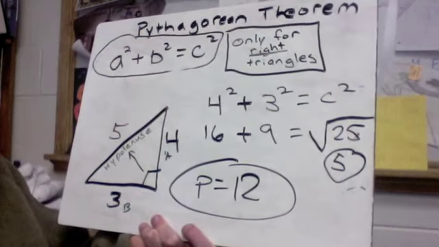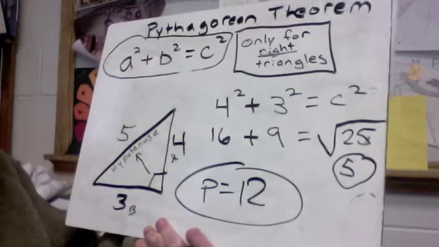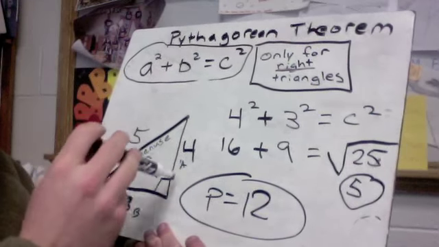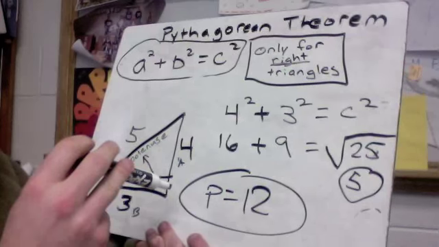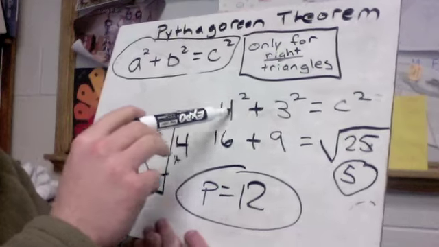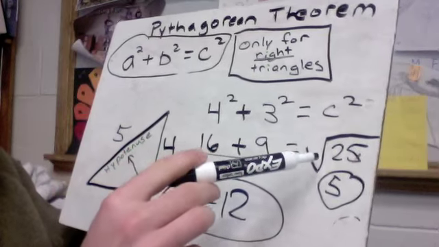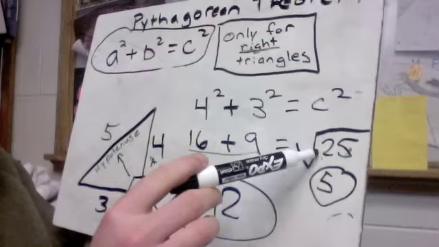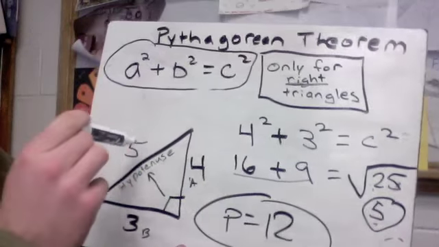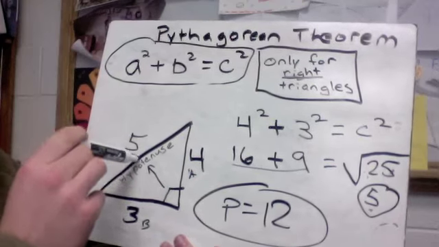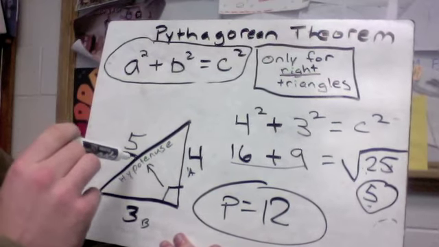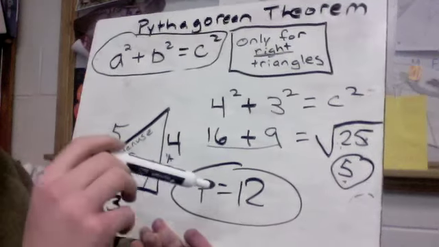So all you had to do was identify A and B, which are either the sides that are not the hypotenuse, square both of them, take them to the second power, figure out what it equals up to, take the square root of that number, that's your missing side. After you find your missing side, just add them all up, there's your perimeter.